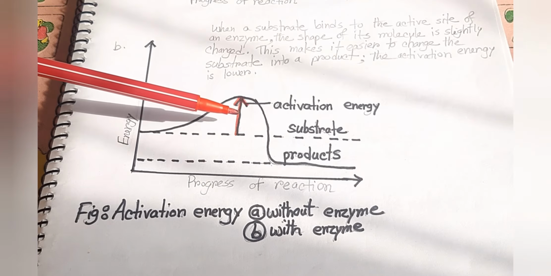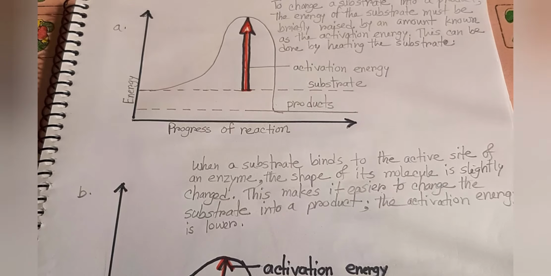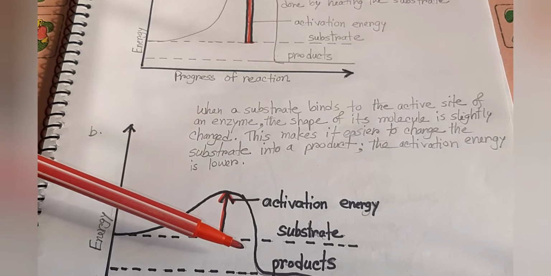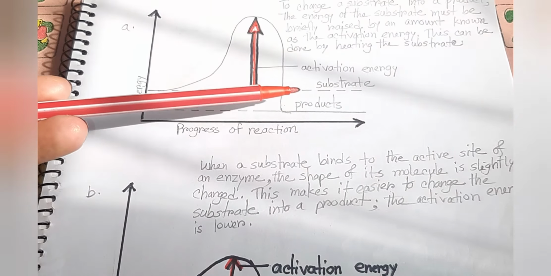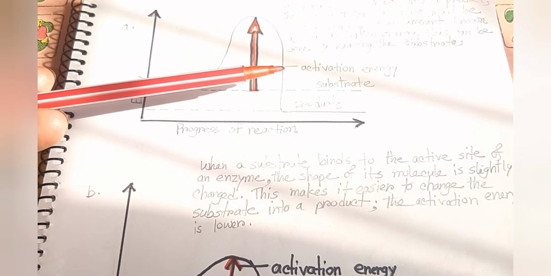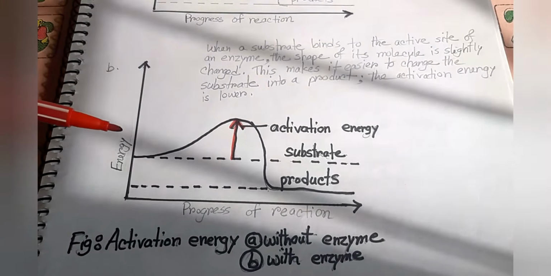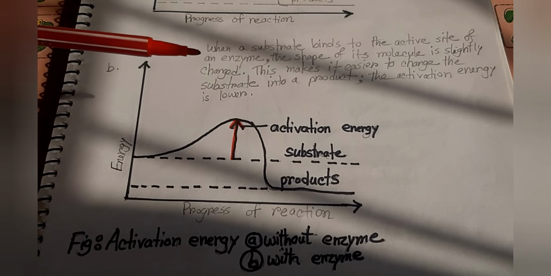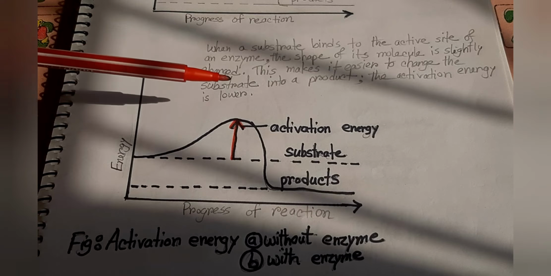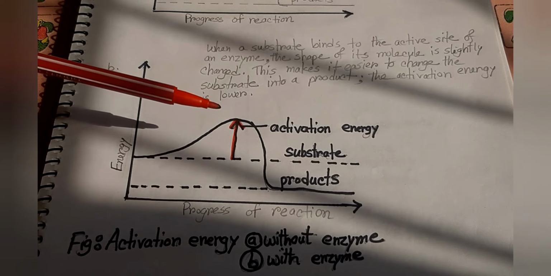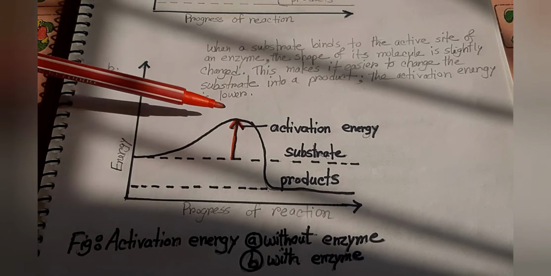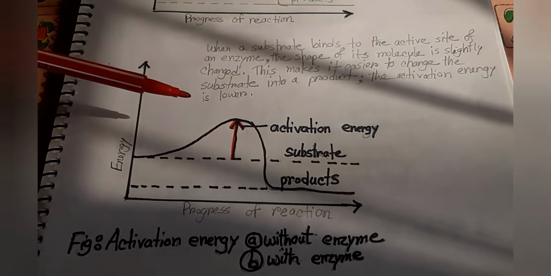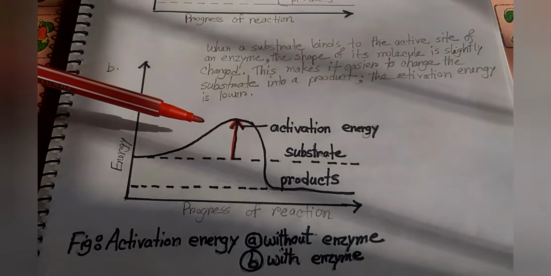This diagram is with enzyme, and this diagram is without enzyme. What's the difference? This is with enzyme, and this one is without enzyme. With enzyme, when a substrate binds to the active site, the shape of the active site of the enzyme is slightly changed, and that makes it easier to change the substrate into a product. That is, the activation energy is lower.